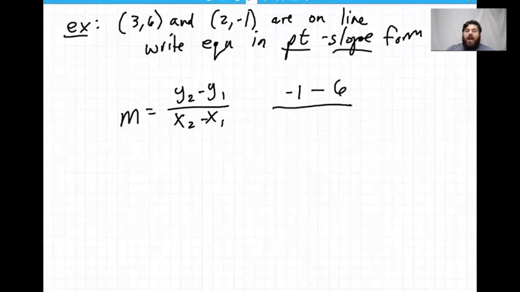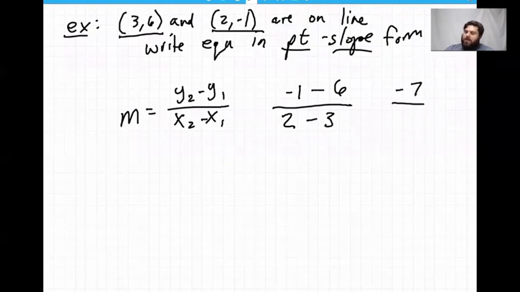Okay? Divide the x numbers. x2, that's 2. It's the second x that I see in my coordinates, right? First point, second point. So the second x is 2. Subtract the first x, which is 3. That's going to give me -7 over -1. 2 negatives when I divide turn into a positive, and 7 divided by 1 is 7. So I know the slope is 7, and I know one of the points.